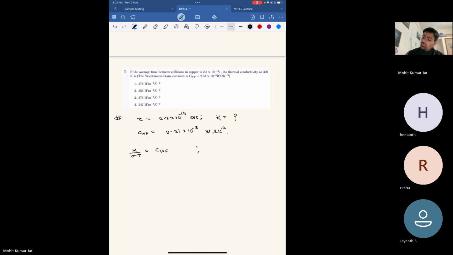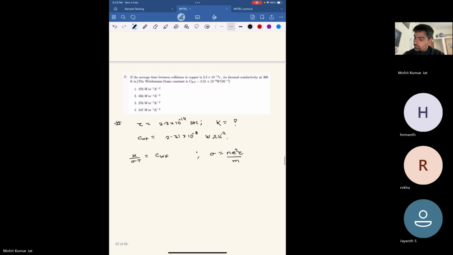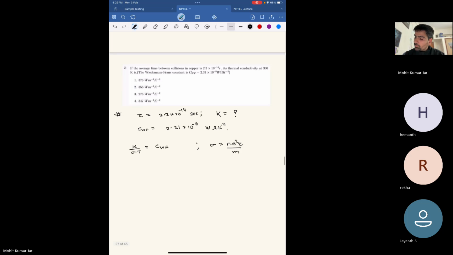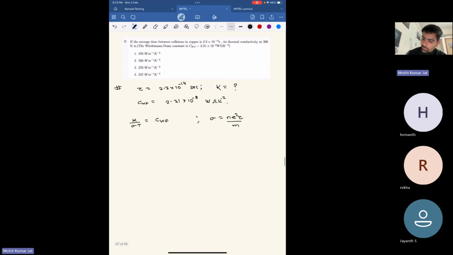So we know that sigma is n e squared tau by m. Right? Sigma is n e squared tau by m, and temperature also is given. Kappa we have to extract. Okay, so let me just feed in the information. Kappa is equal to CWF times sigma times T, where sigma is n e squared tau by m.